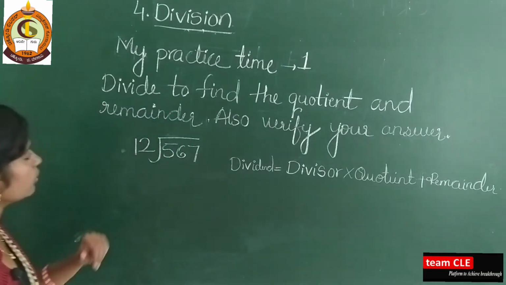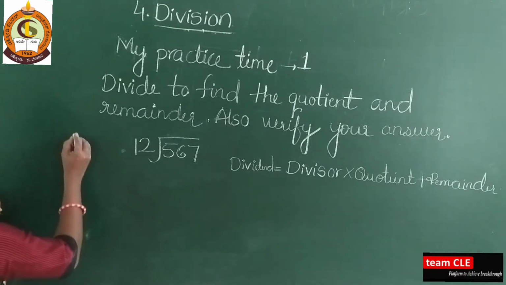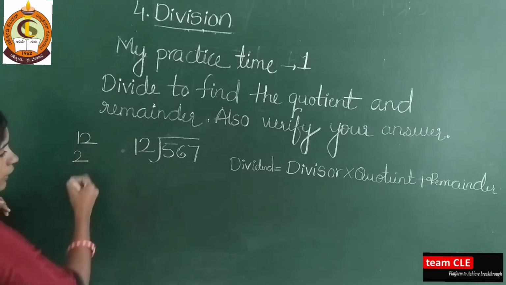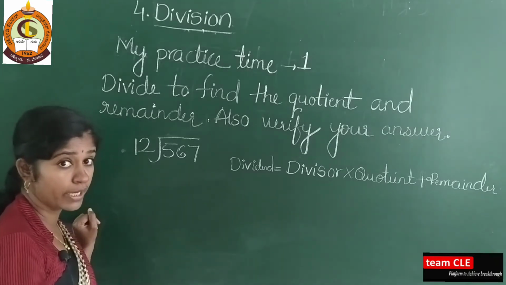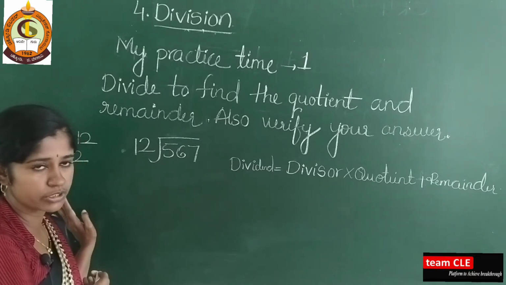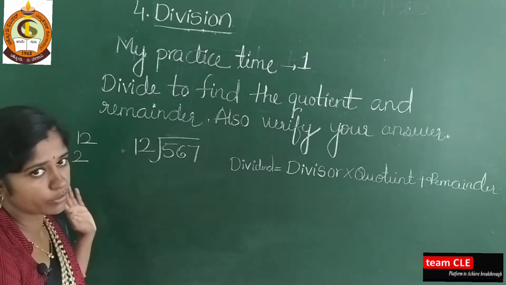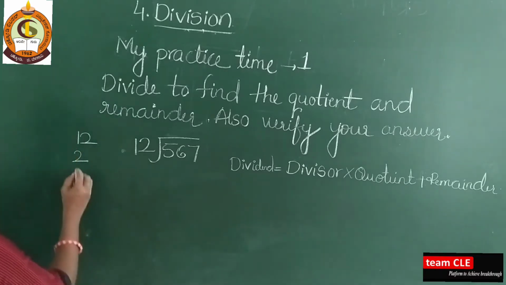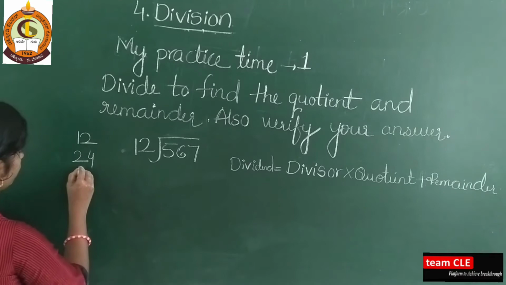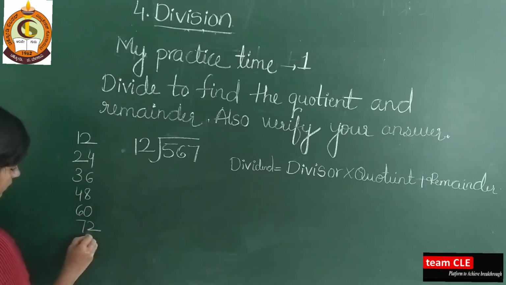So see here, 567 divided by 12 is there. So I will write here first 12 on the table. Okay, and already I taught the trick how to write tables. Now I will not explain that. If you practiced that, then you can know these tables. If you learn tables, best. If you don't know tables, then you can follow this trick. Okay, right here 12 ones are 12, 12 twos are 24, 36. Yes, these are the tables of 12.